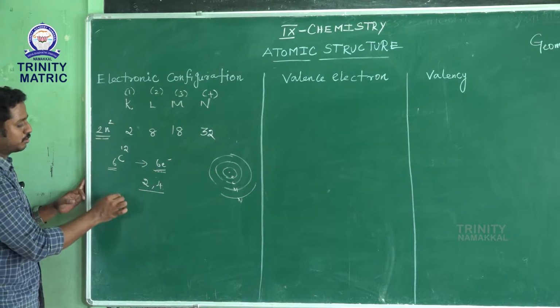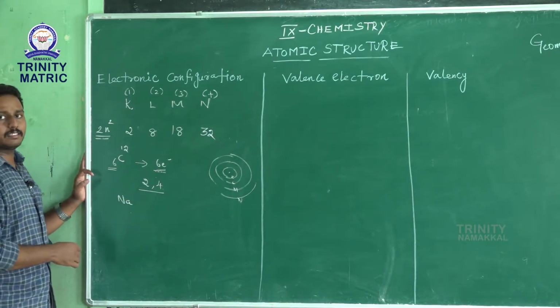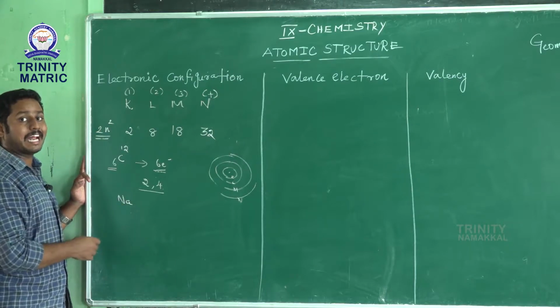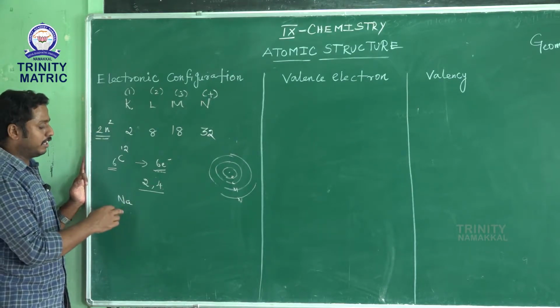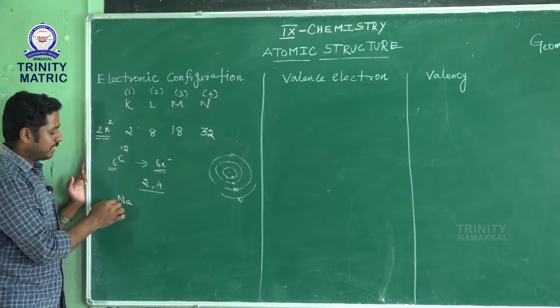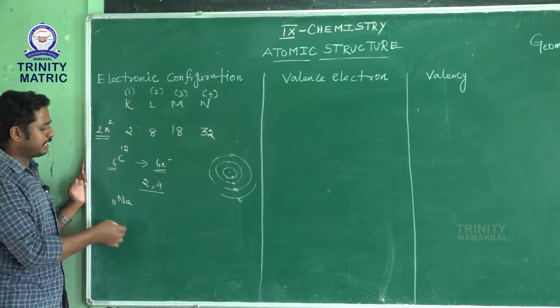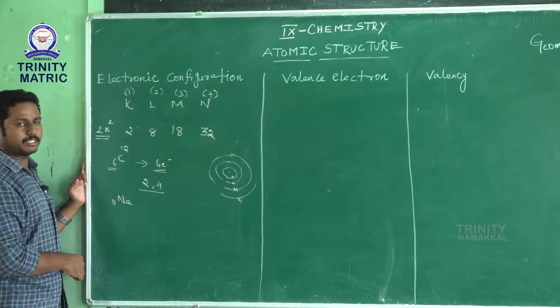The next one is sodium. The symbol of sodium is Na, because the Latin name of sodium is natrium. So that is why the symbol Na is sodium. What is the atomic number of sodium? It is 11. So next we want to write the electronic configuration.